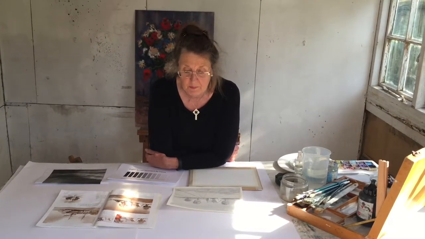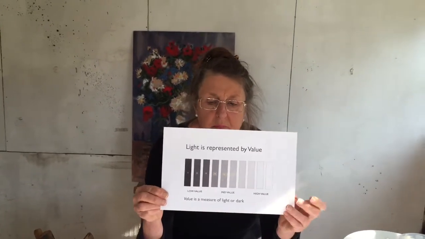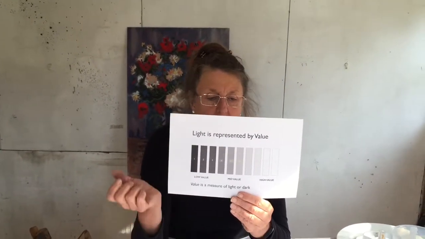Hi everybody. Tonal value, which means light and dark. Light and dark is so important to our paintings. Getting shadow and shading correctly is so important. Light is represented by value. So we've got our values here.